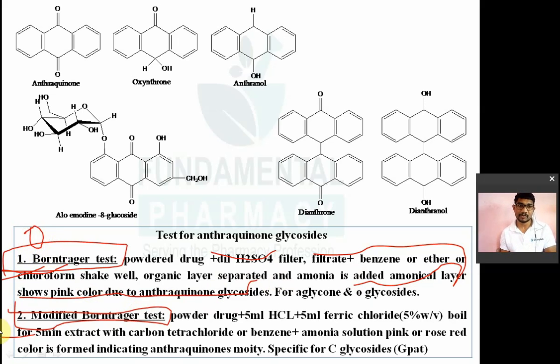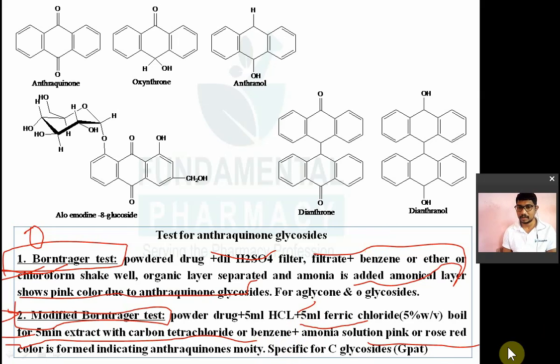O glycoside, Borntrager. Now for the modified Borntrager, just replace the sulfuric acid with hydrochloric acid, and then add ferric chloride. So powdered drug plus hydrochloric acid, ferric chloride. Now boil it, extract. Okay, boil it and then add your organic solvent like carbon tetrachloride or benzene. Then again the same procedure: filter it and add ammonia. The ammoniacal layer will again show pink or rose red color. So that indicates the presence of anthraquinone glycoside, particularly C type of glycoside.